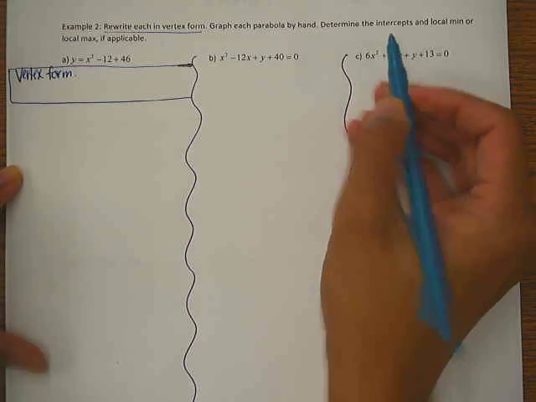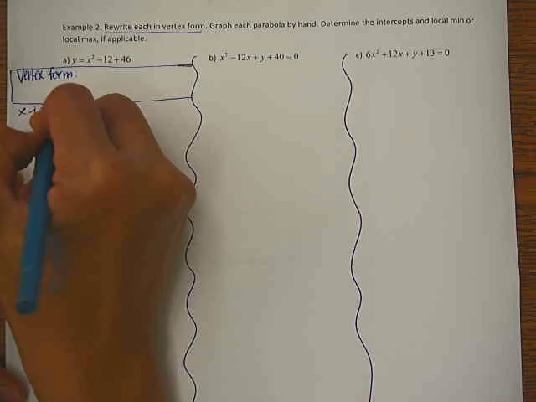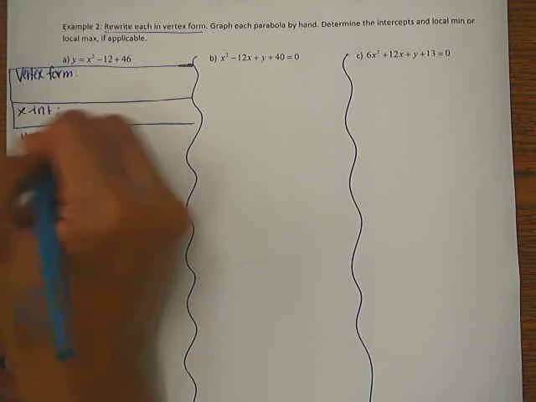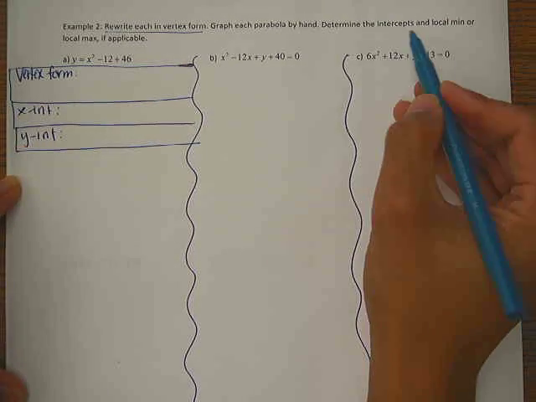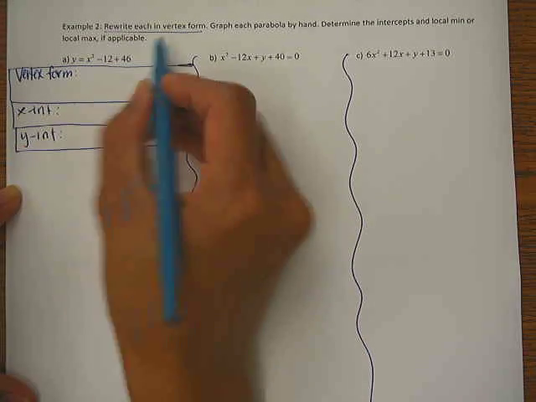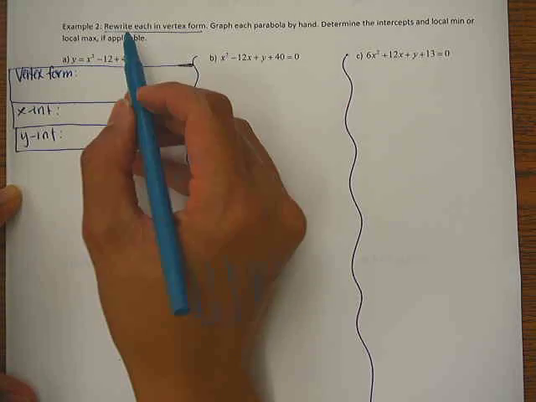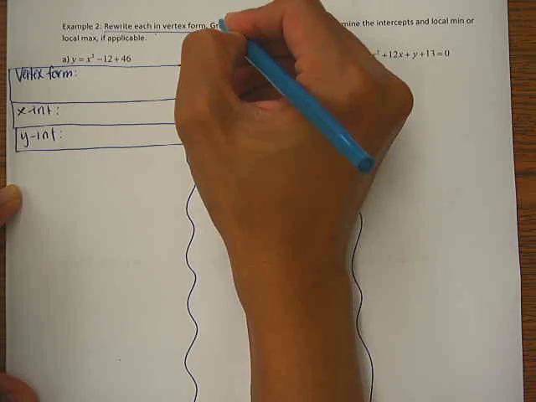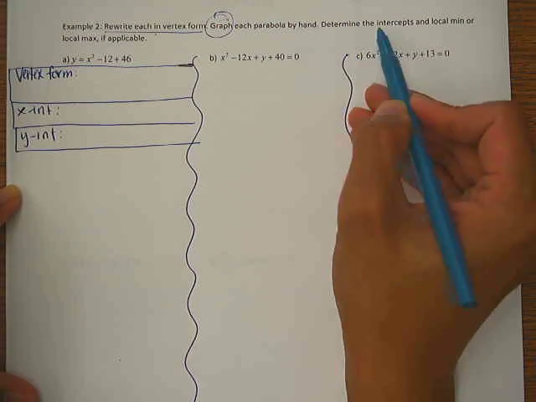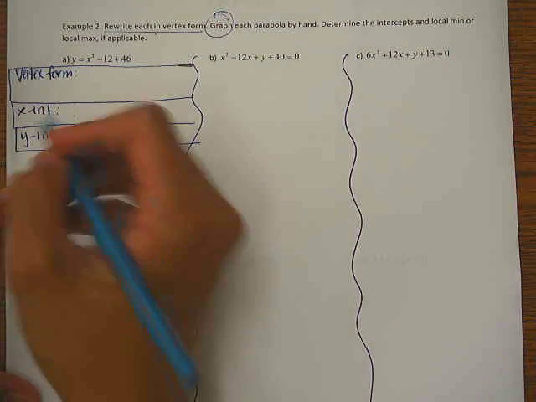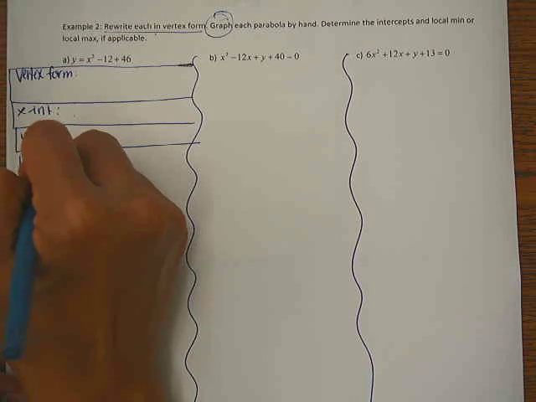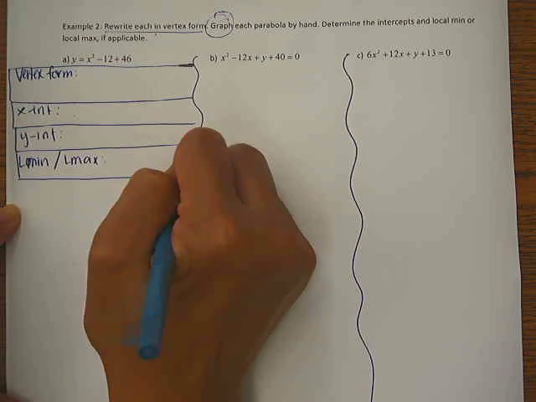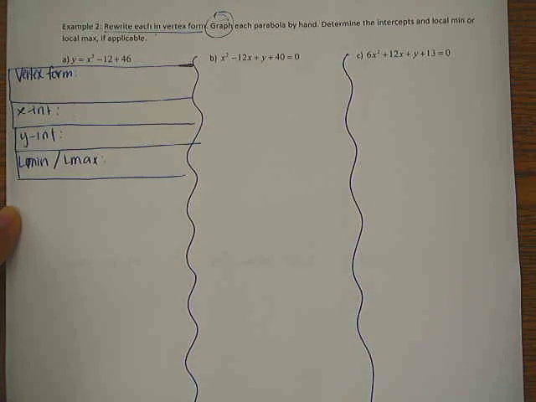It says here, determine the intercept. So let's write x-intercept here. Y-intercept. Intercept means both x and y. Then a local min or local max. Each in vertex form. Graph by hand, which we have not done, which I'm going to need to do. Determine the intercepts, x and y. Local min or local max. We're going to have to decide which one it is. So let's box those in.